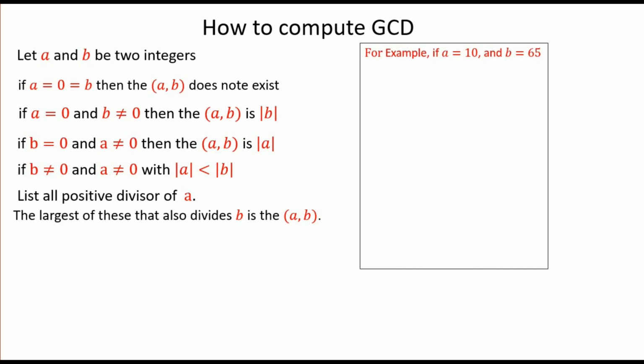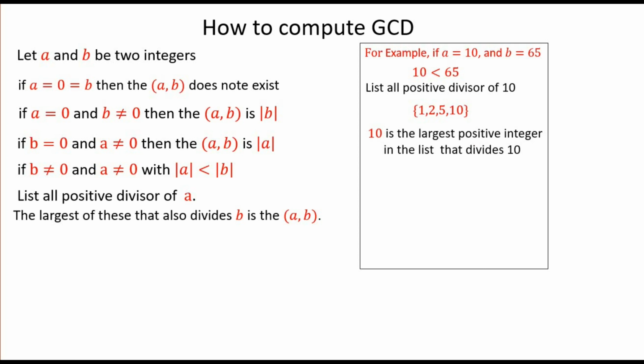For example, if a = 10 and b = 65, here |10| < |65|. So list all positive divisors of 10. The list consists of 1, 2, 5 and 10. Here 10 is the largest positive integer in the list that divides 10, but 10 does not divide 65.